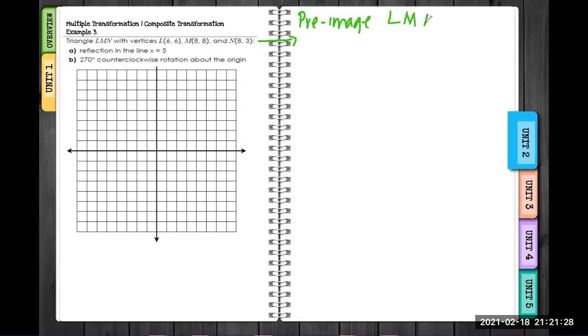Pre-image L, M, N. L is 6, 6: 1, 2, 3, 4, 5, 6 and 1, 2, 3, 4, 5, 6. M is 8, 8: 1, 2, 3, 4, 5, 6, 7, 8 and 1, 2, 3, 4, 5, 6, 7, 8. N is 8, 3: 1, 2, 3. This is N. So I'll just repeat. L is 6, 6. M is 8, 8. And then N is 8, 3.